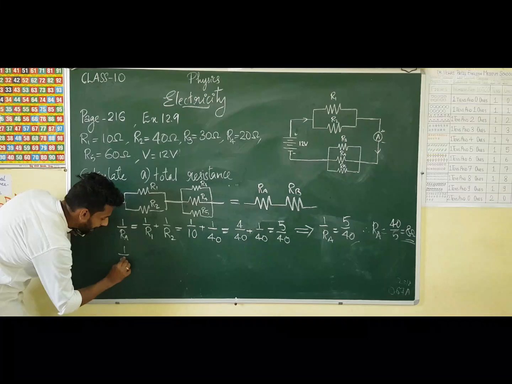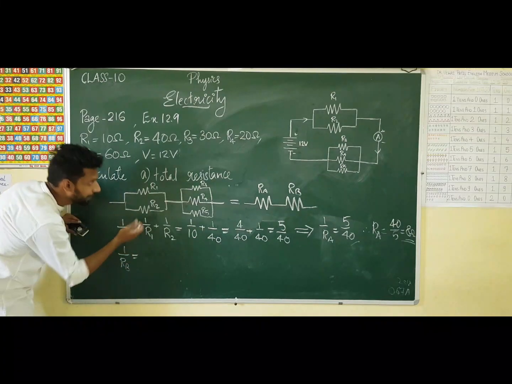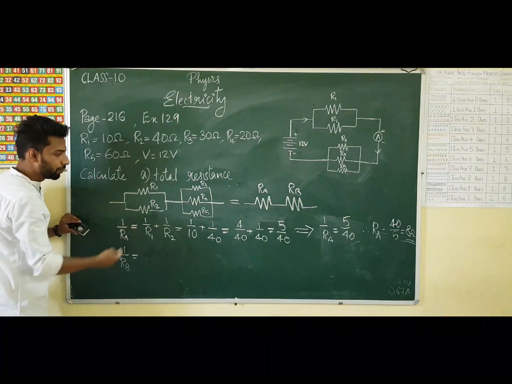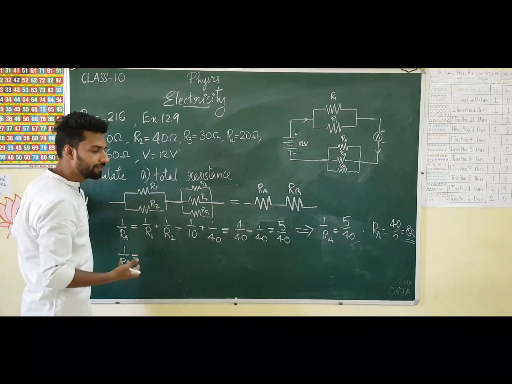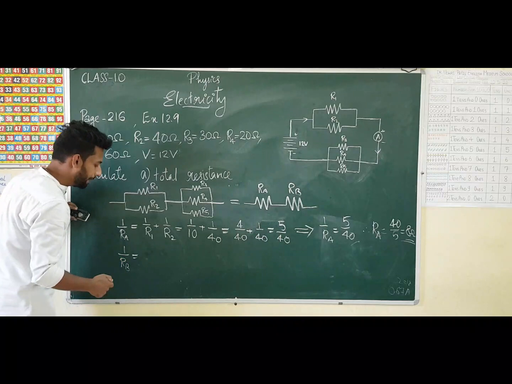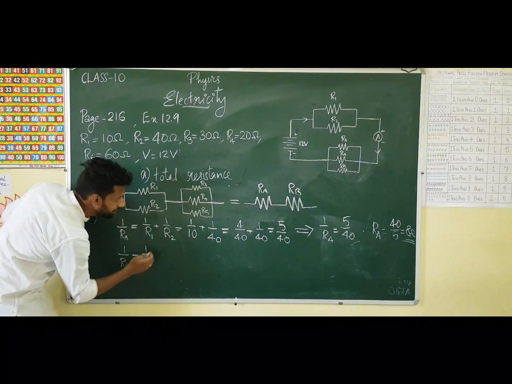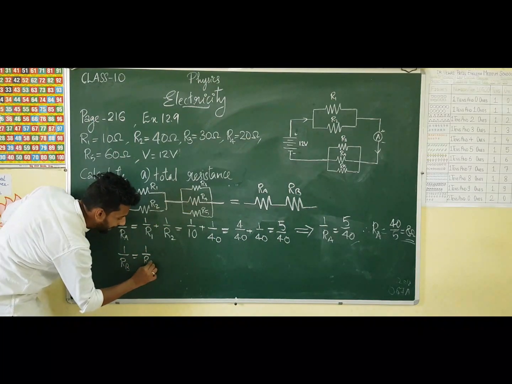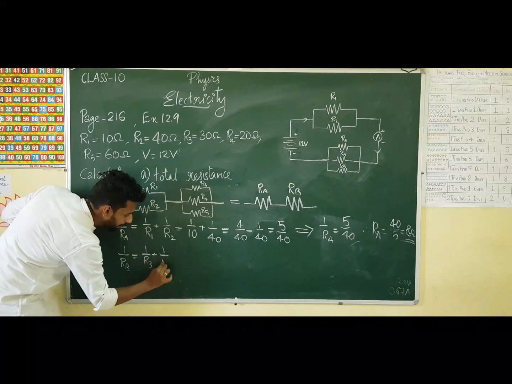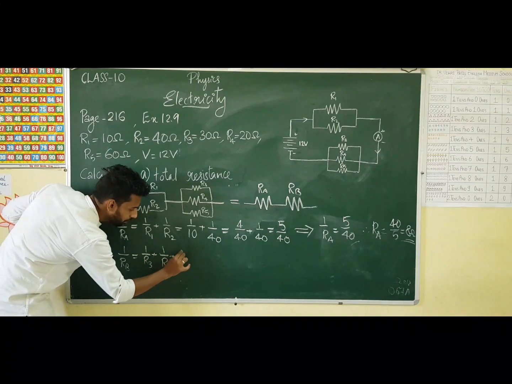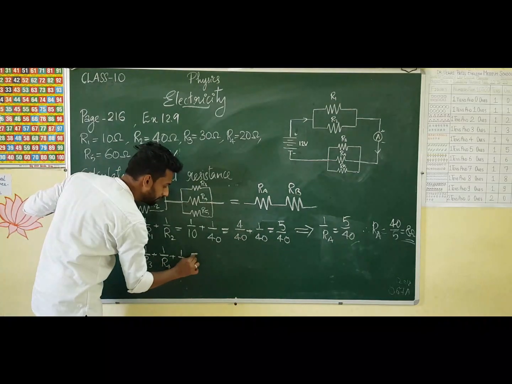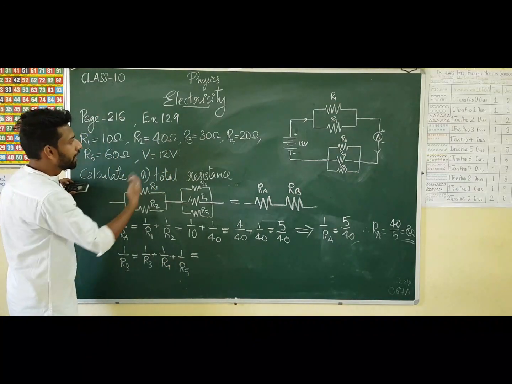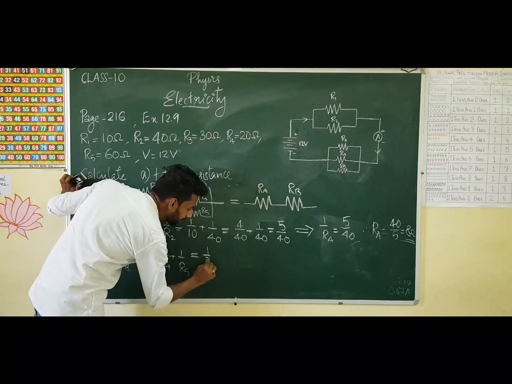1 by RB equal to... here 3 resistors are there. So we have to write the equation for finding the equivalent resistance when 3 resistors are connected in parallel. That will be equal to 1 by R3 plus 1 by R4 plus 1 by R5.